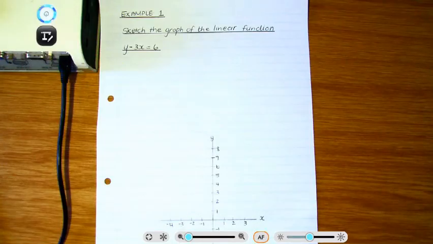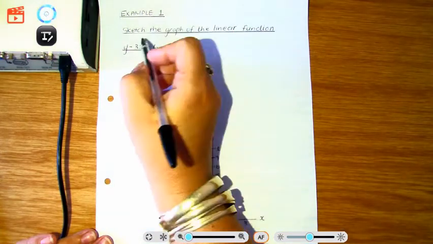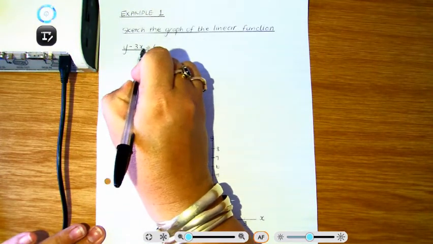Okay, grade 10. So the first example we're going to do says sketch the graph of the linear function y minus 3x is equal to 6. So we need to go through our steps of how to draw a linear function. And the first thing that you need to remember is that your formula needs to be in standard form, which means y is equal to. So I've got y minus 3x is equal to 6.